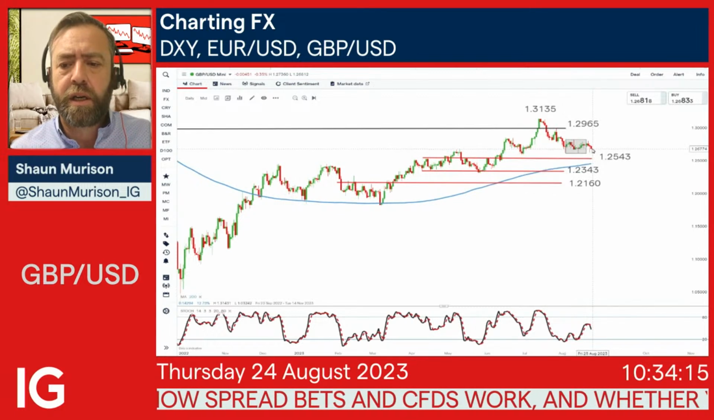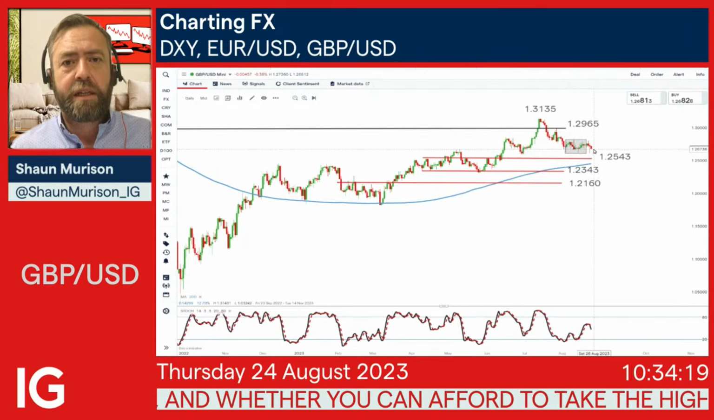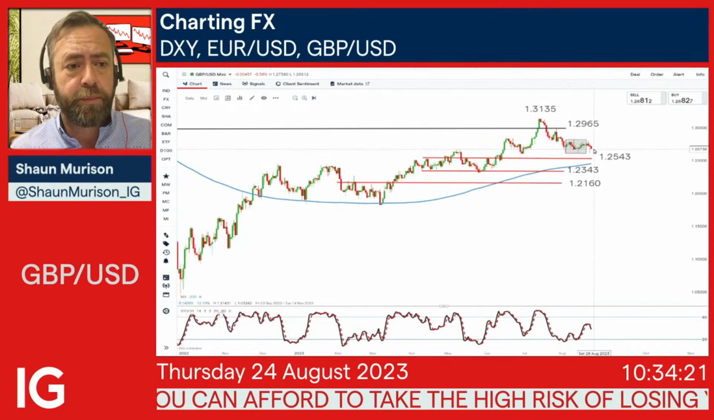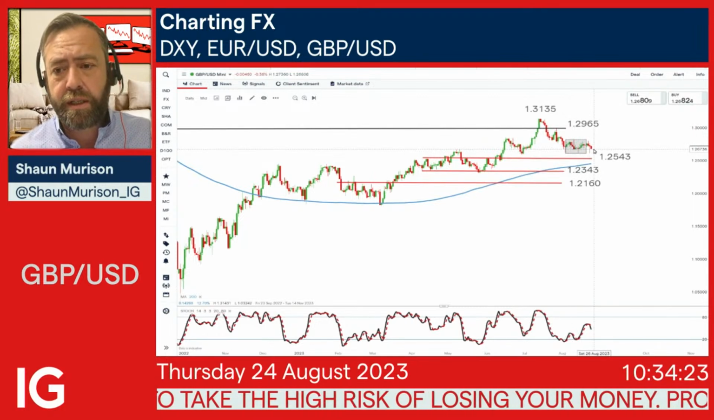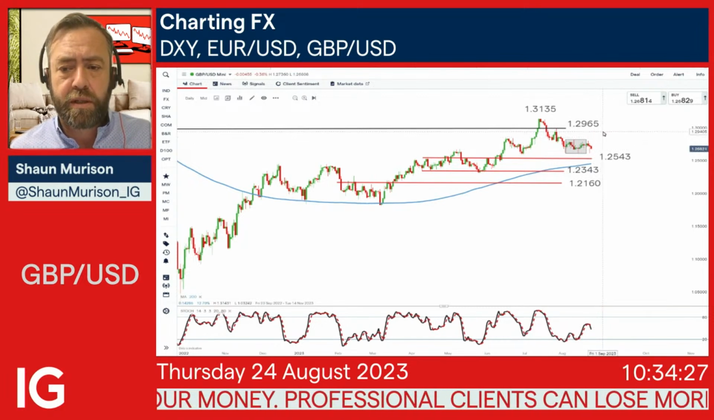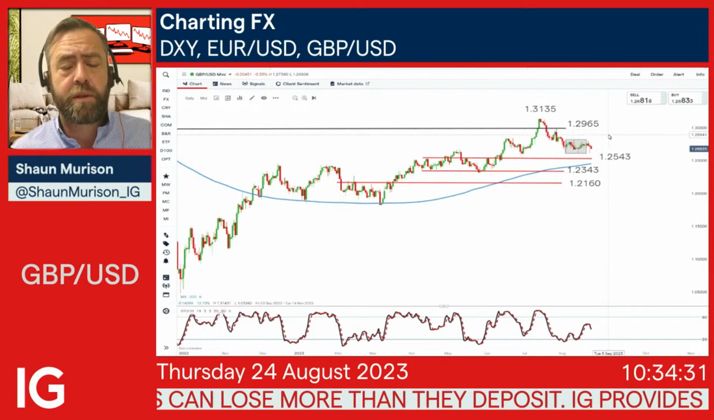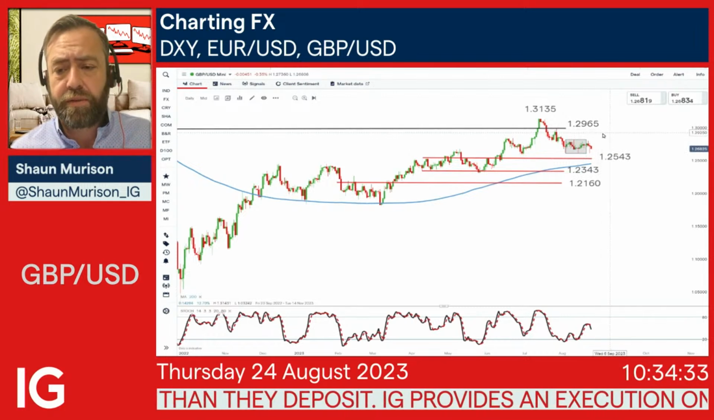Where would we be looking for longs? Well, on an upside break of resistance of this gray box here, because that is the short-term range within which cable is trading. A break above would suggest, well, now we're picking a new direction. We start considering a move towards about 1.2965 initially, and if we get through there, possibly 1.3135.